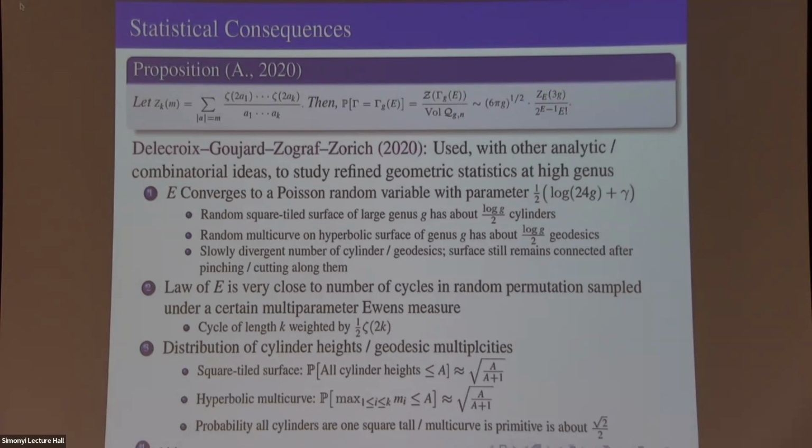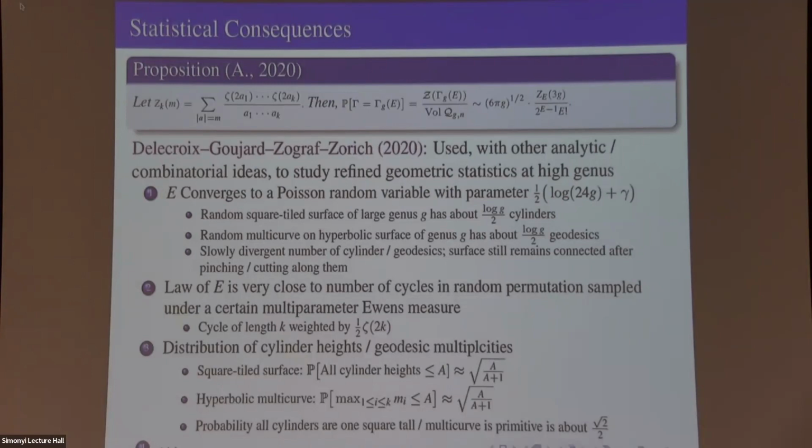I've already talked about the topological types of the structure of the graph, but you can actually also say something about the M's, or the heights of the cylinders. So on the square tiled side, you can say, for example, the probability that all cylinders have height at most a is basically equal to the square root of a over a plus 1. And on the hyperbolic side, the probability that all the M's are at most a is again the square root of a over a plus 1.